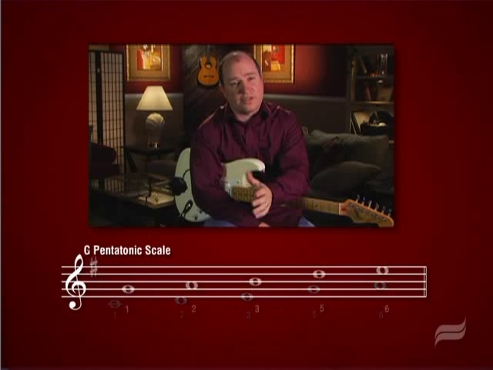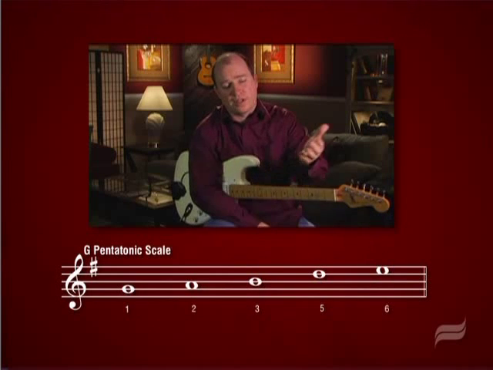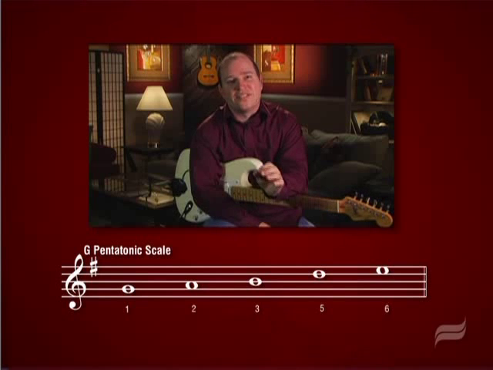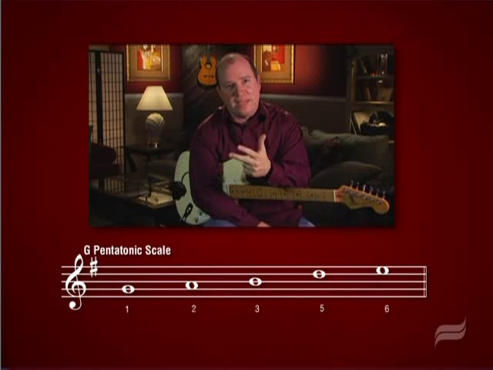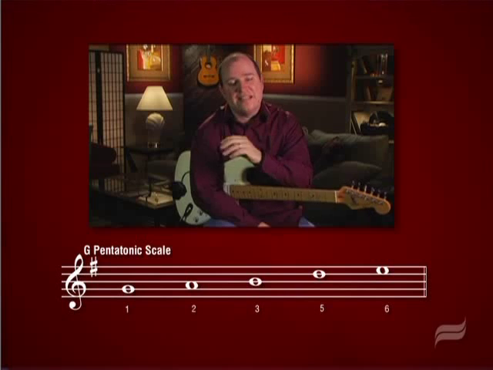it. If I was in the key of G, which of course we know from our key signature lesson, has an F sharp in it, a pentatonic scale in the key of G would be G, A, B, D, the 5th step, and an E, the 6th step of the G scale.